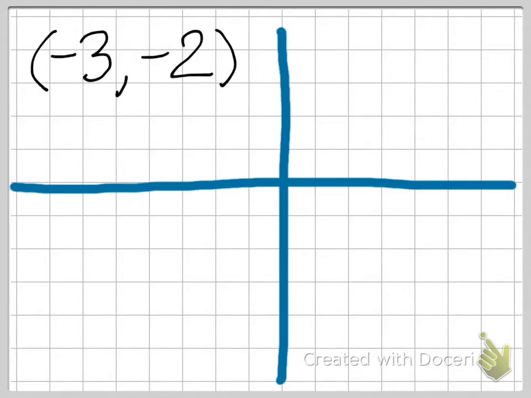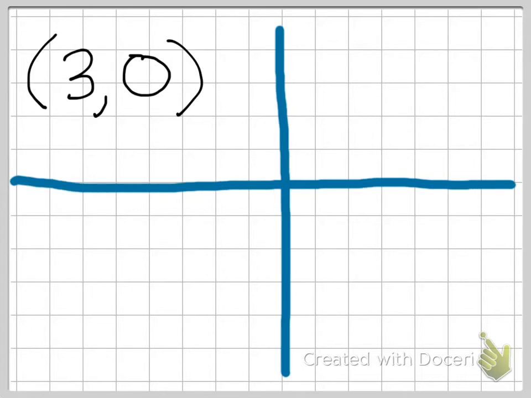If you have negative 3 and negative 2, left means negative, so negative 3 would be left 3. Negative 2 is down, so down 2. So left 3, down 2 is a point. Next one, 3, 0. 3 is positive, so we go right 3. And then 0, which means we don't go up and we don't go down, so it stays right on that axis. So 3, 0.